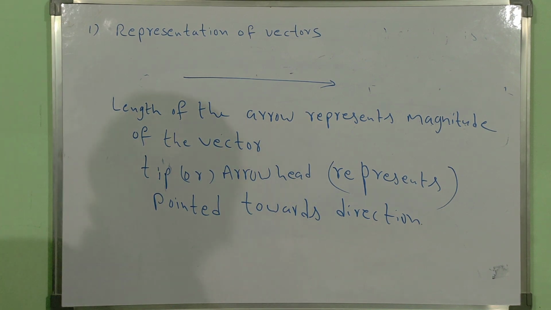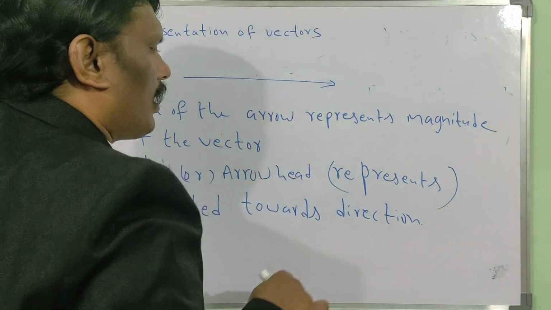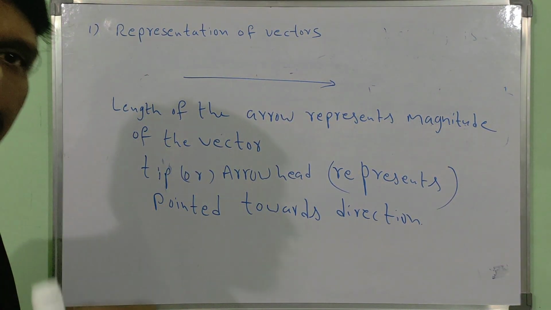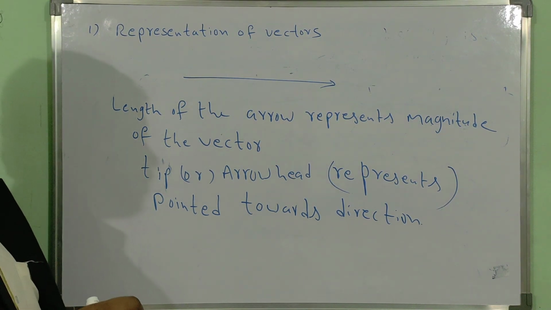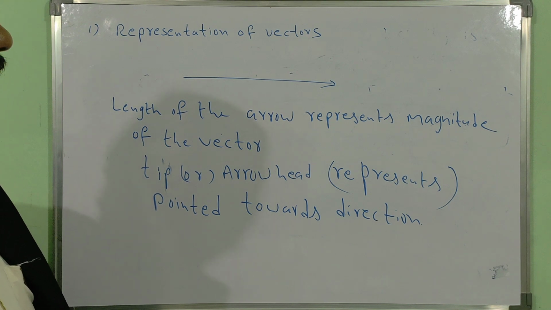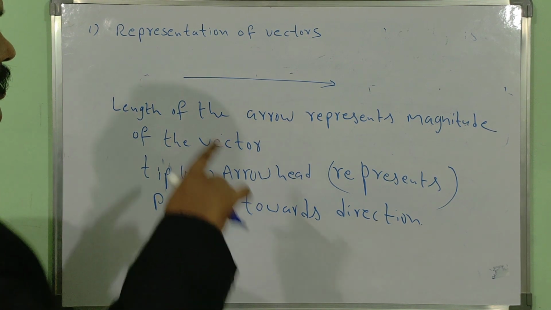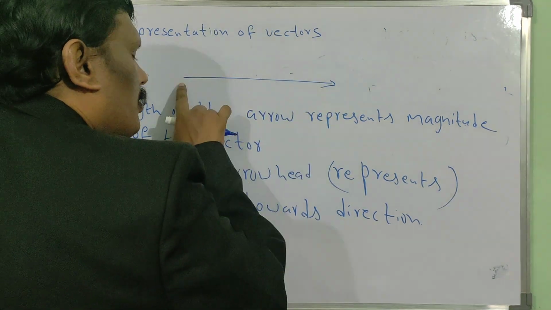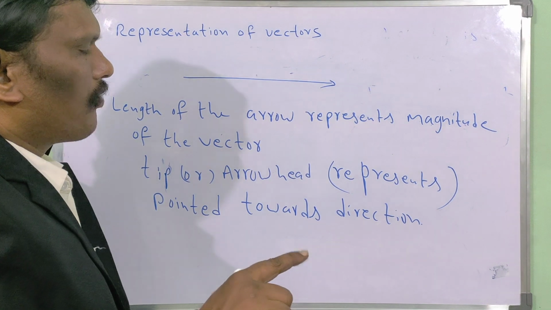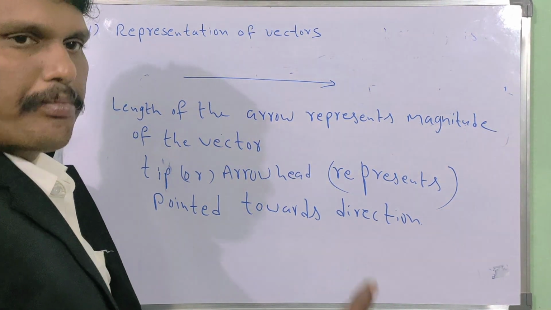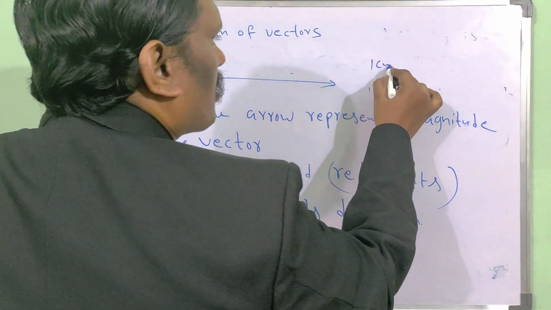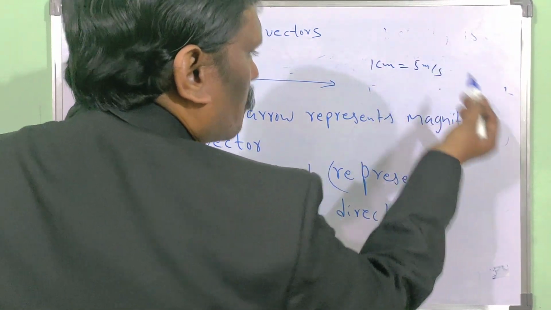So finally, we take the length of the arrow with the selected scale. Previously I assumed 1 centimeter is equal to 5 meters per second. Like that, we need to select a scale. I need to draw the length of the arrow with a selected scale. We need to assume 1 centimeter or 1 meter for the velocity, like that. So 1 centimeter is equal to 5 meters per second, as I assumed in the previous problem.